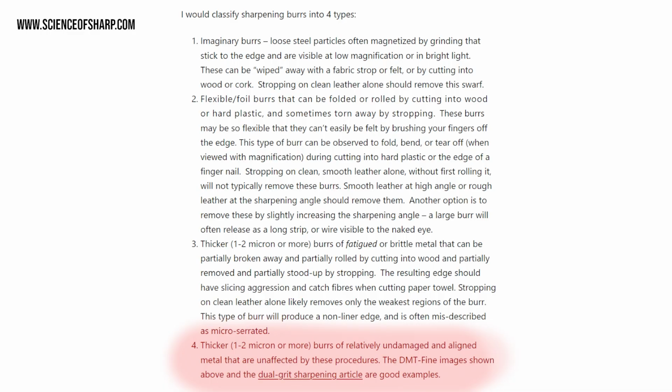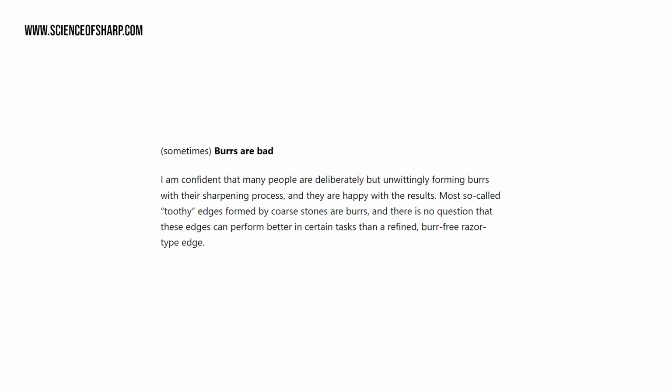Todd refers to class 4 as a thick 1 to 2 plus micron burr of undamaged and aligned metal which is strong enough to resist deformation when used as a cutting edge. In this article on misconceptions about burrs, Todd says, "I'm confident that many people are deliberately but unwittingly forming burrs with their sharpening process and they're happy with the results.